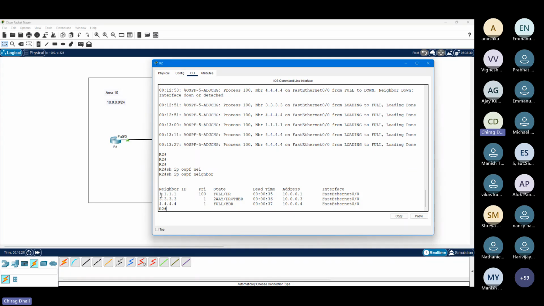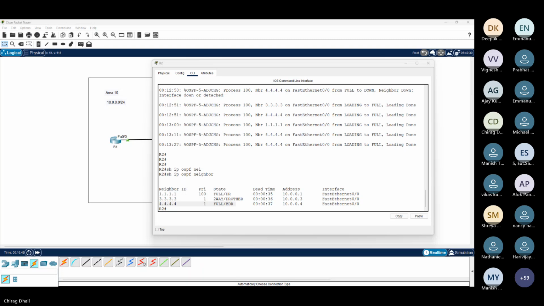R1 this time after refreshing became the DR because 100 was the priority. After that, for the BDR election, we again had to look at the router ID. And because router 4 had the highest router ID, it became BDR. Is that now clear to everyone? Otherwise, if you change the router ID for some device, still you will have to refresh the neighborships by saying clear IP OSPF process on all the routers.